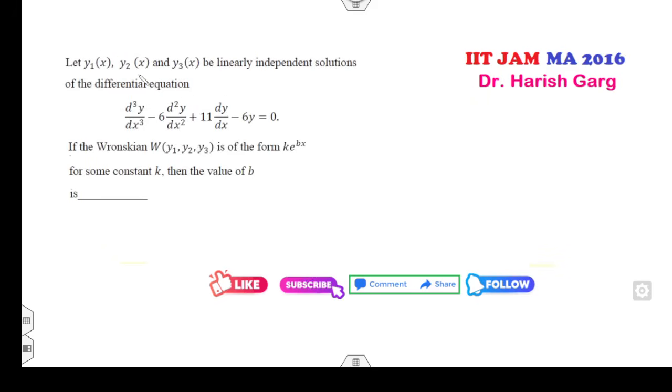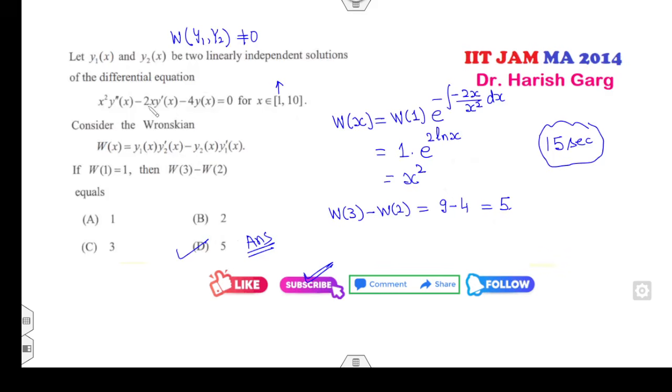Okay, look at this one. y1, y2, y3 are the linearly independent solutions. That means the Wronskian between y2, y3 is non-zero. Again, you can see how will you solve for its solutions? You can get the solution in 15-second time periods.